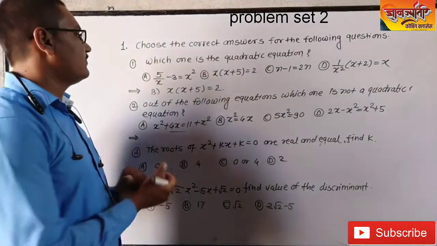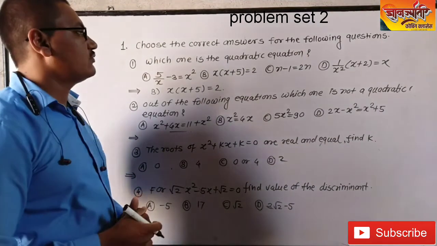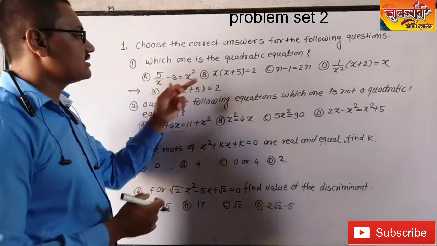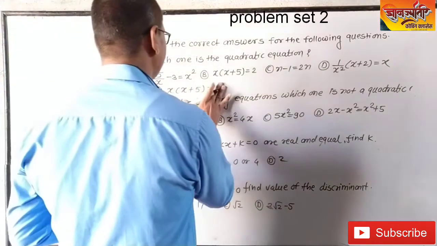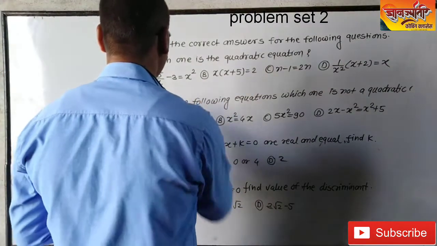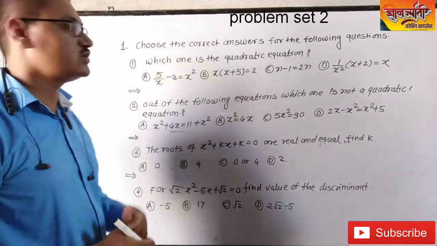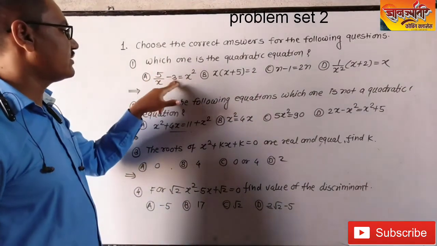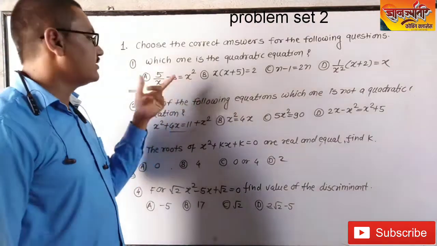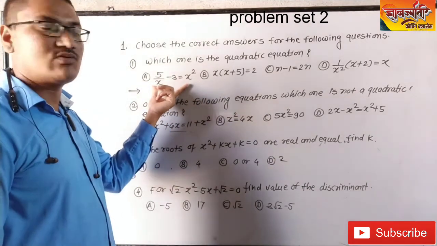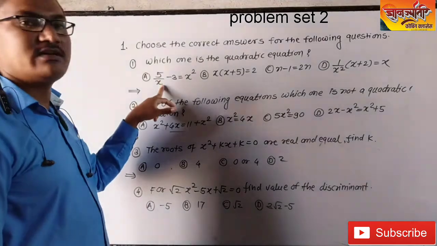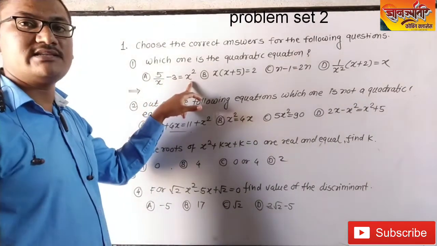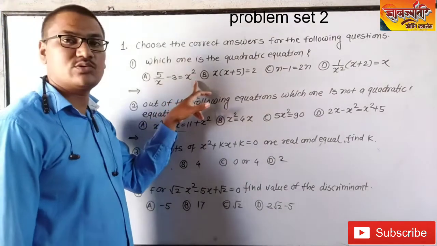The first question is: which one is the quadratic equation? In these equations, 4 options are given. Taking the first option, 5 upon x minus 3 is equal to x square, the required equation gets converted into quadratic form. The denominator term gets cancelled after multiplying, and then the highest index of the variable is 3.